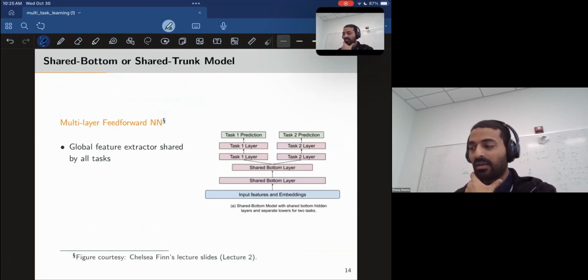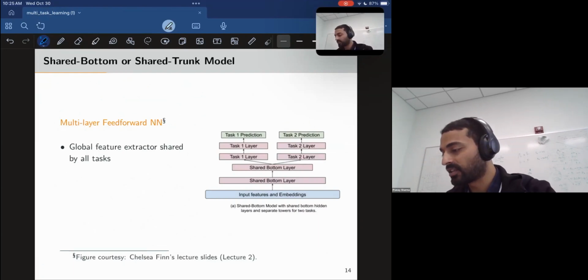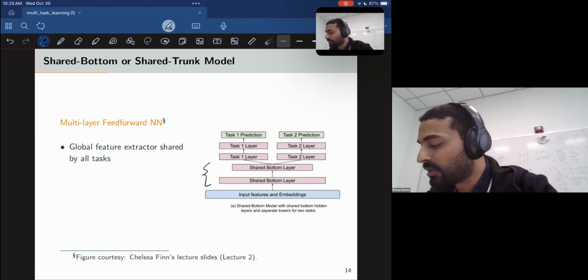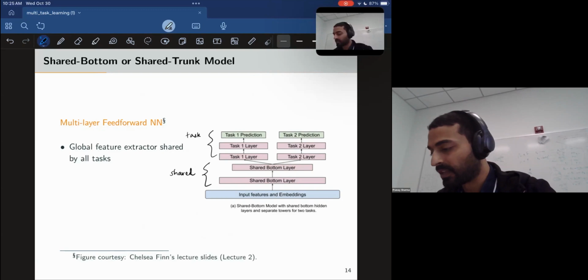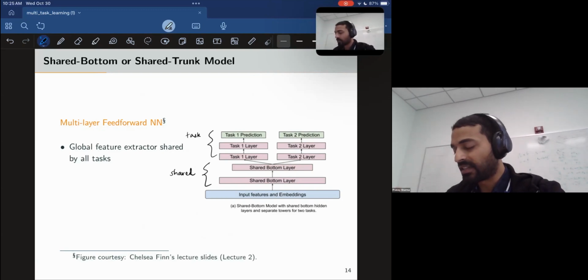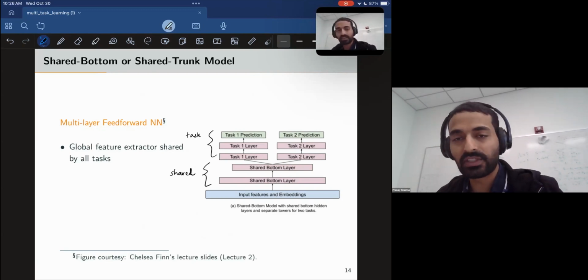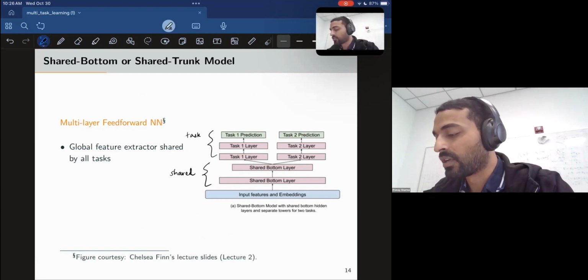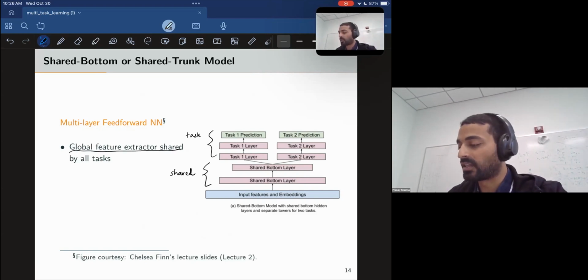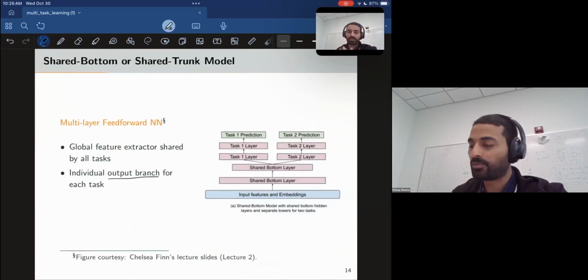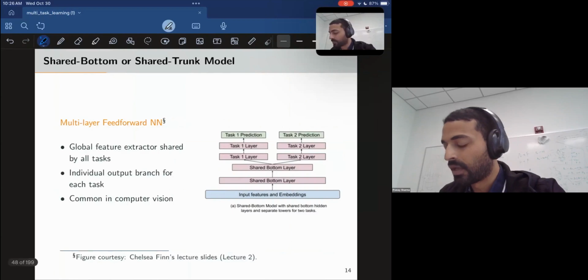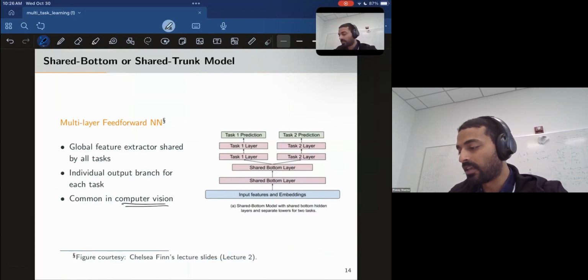So this is the same idea in a slightly more general sense. Here now you have multiple shared layers which are shared across all the tasks, and similarly, we have multiple task layers which are specific to the tasks. As I said earlier, the shared layers are supposed to learn the common features across all the tasks. And then you have the output branch, which is specific to each task. This architecture is very common in computer vision.